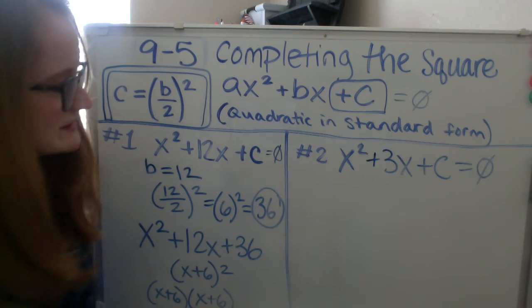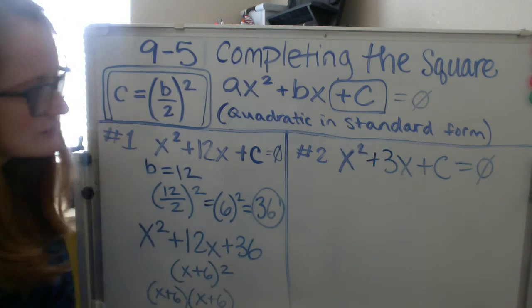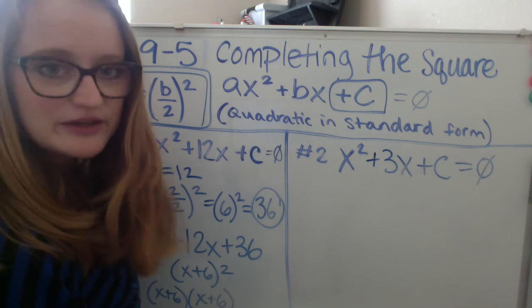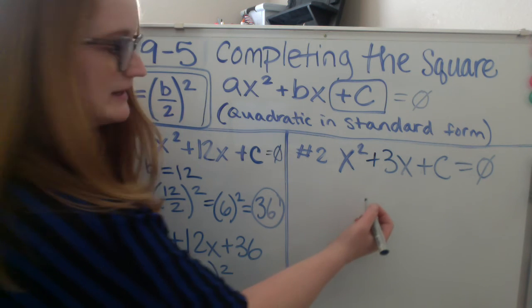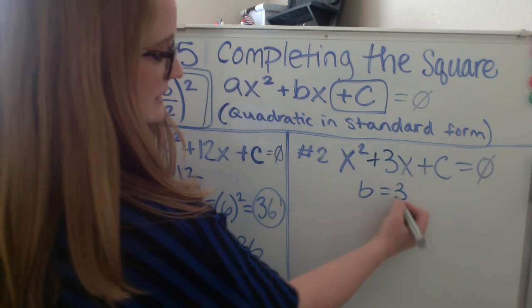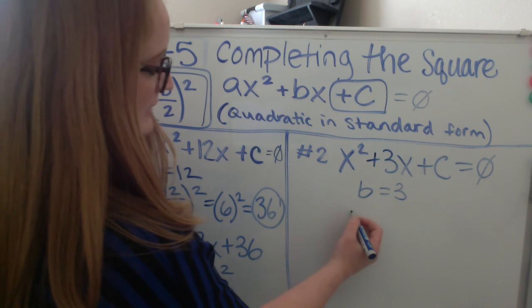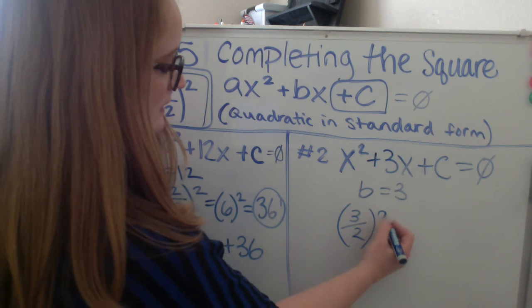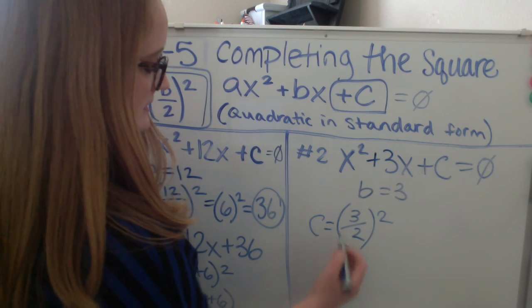So if we do another example, x squared plus 3x plus c. Again, we're trying to find the c value, so I'm going to enter in our equation again. So our b term is 3 this time. So 3 divided by 2 squared, I'll put the c equals there.